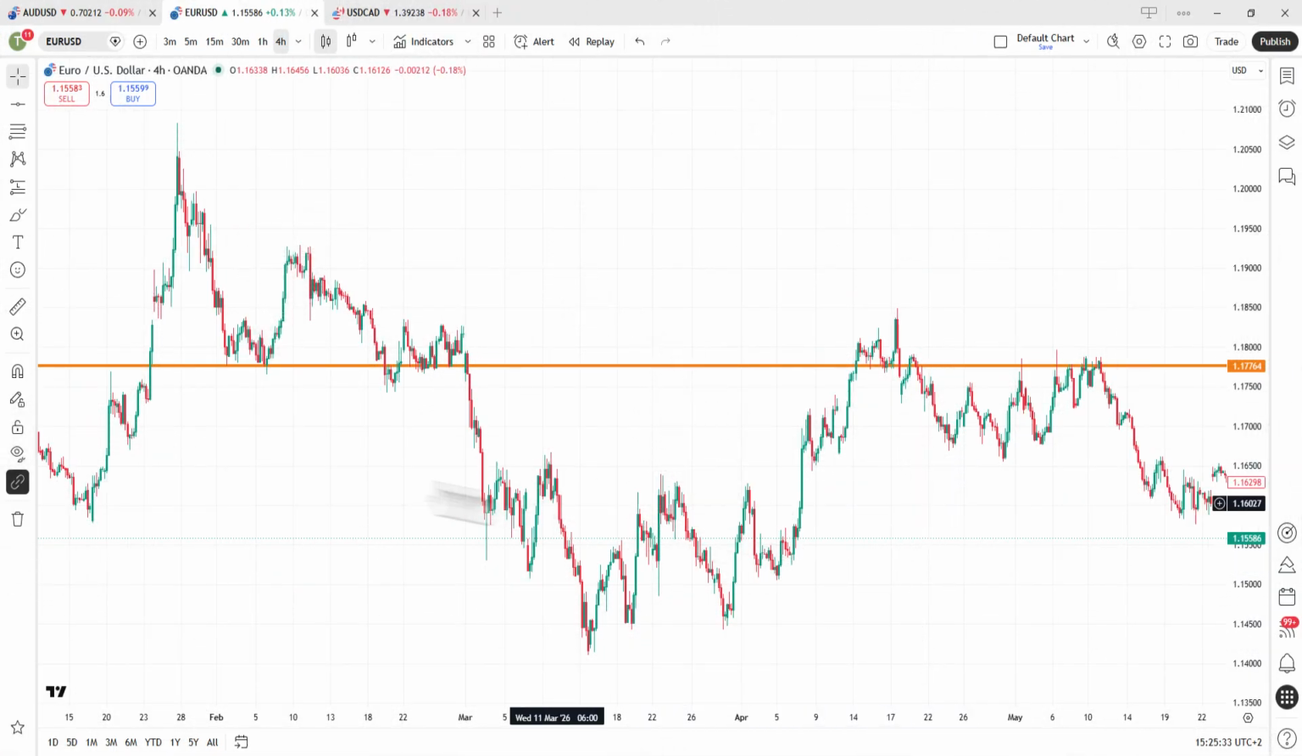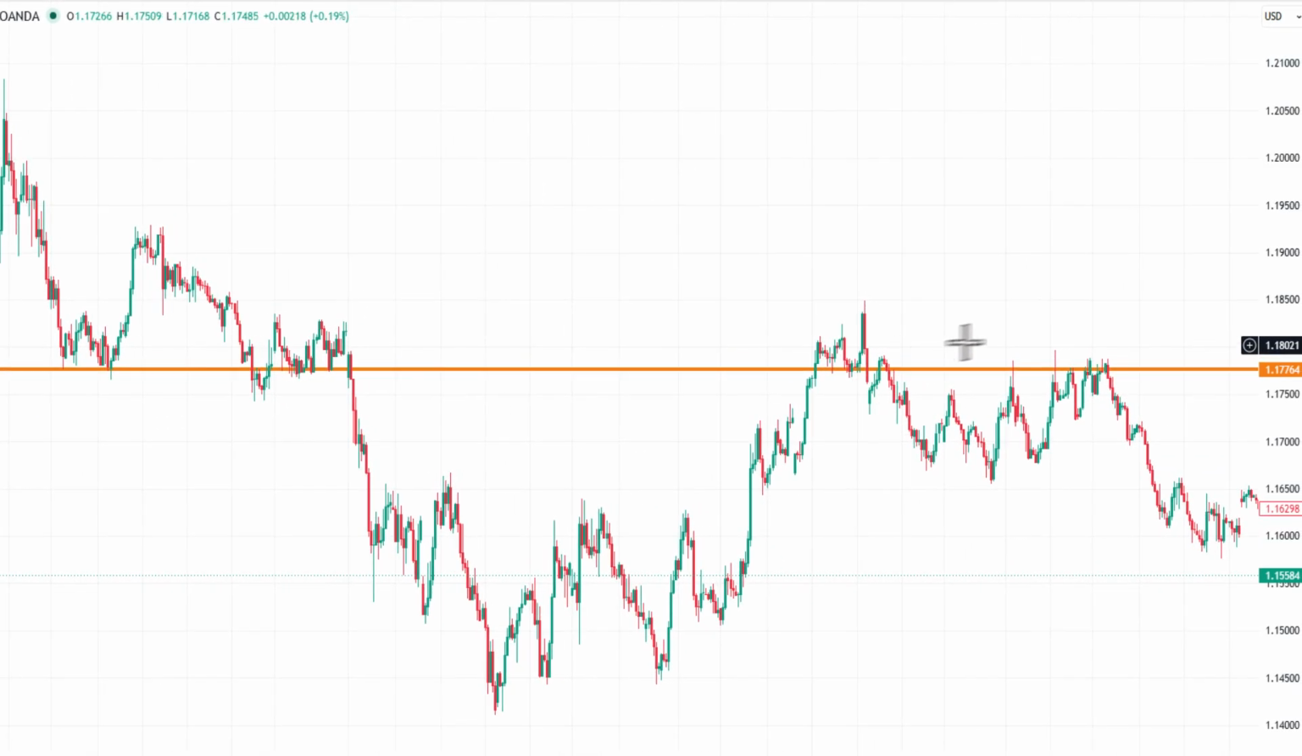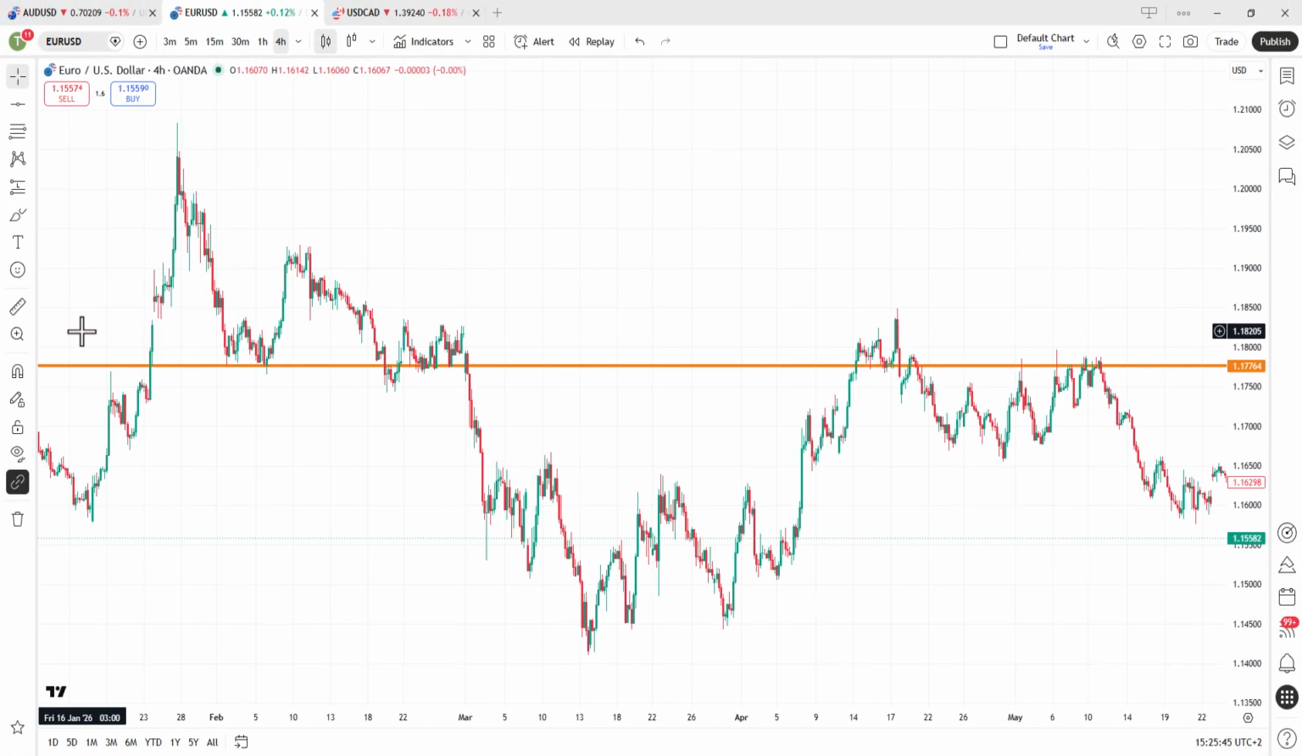As you can see here, we have strong support over here, and then it finally gets broken down, and then we have the two resistance areas here. And this happened over the course of 5 months, from January all the way through to May.